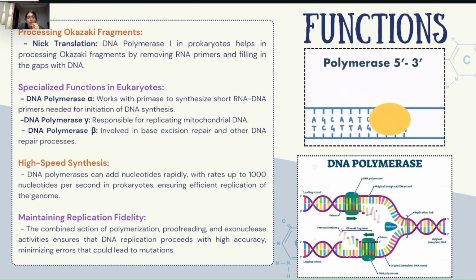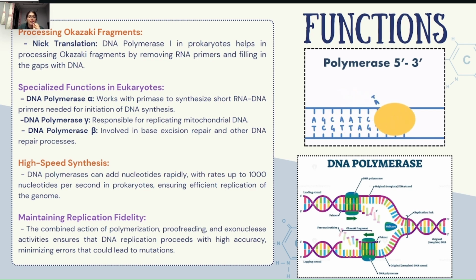The gamma replicates mitochondrial DNA. As we all know, mitochondria has its own DNA, and the beta is involved in the DNA repair mechanism. Also, talking about high speed synthesis, polymerases can add nucleotides rapidly with a rate of up to 1,000 nucleotides per second in prokaryotes, ensuring efficient replication of the genome.